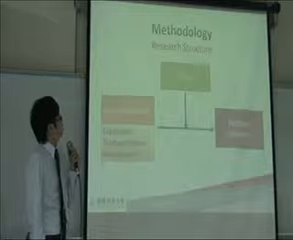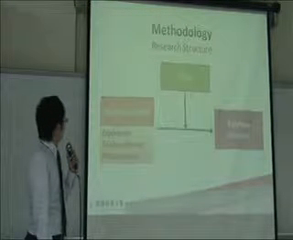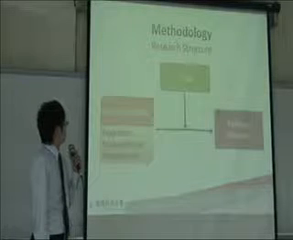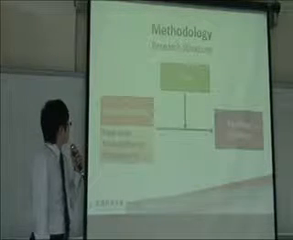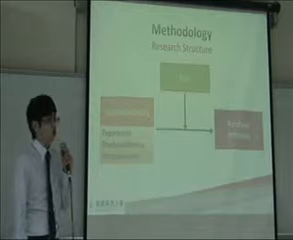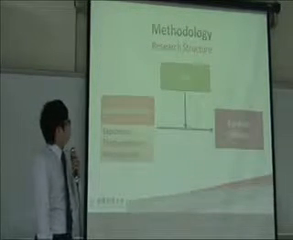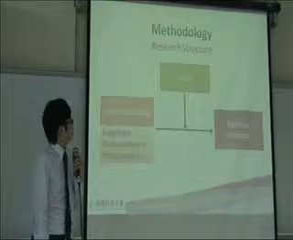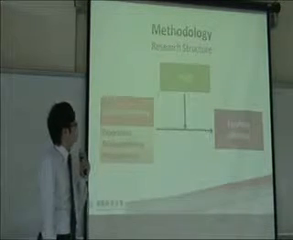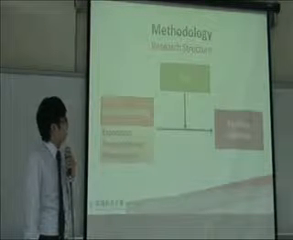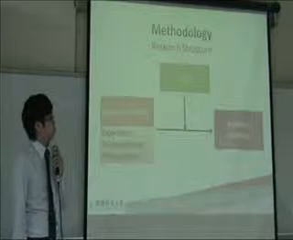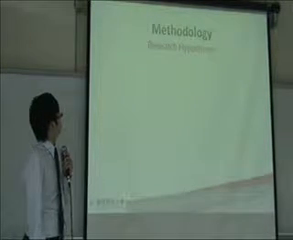And this is my research structure. Like I said before, source credibility is divided into 3 dimensions: expertness, trustworthiness, and attractiveness. In the middle is trust, which is the intervening variable in this research. And the final one is the purchase intention of the consumer.